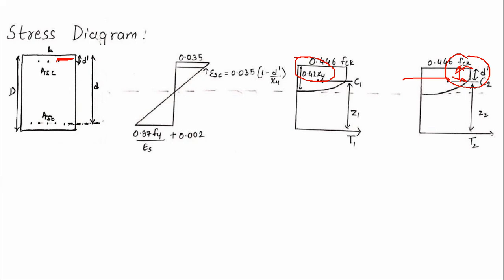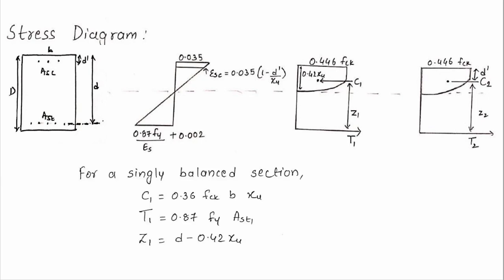Again the rest of the forces are similar. So moving on to the forces for a singly balanced section, that means for this section C1, T1 and Z1, that is compression force in section number 1.